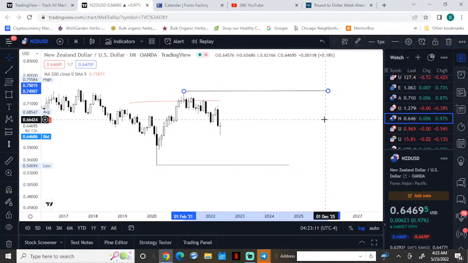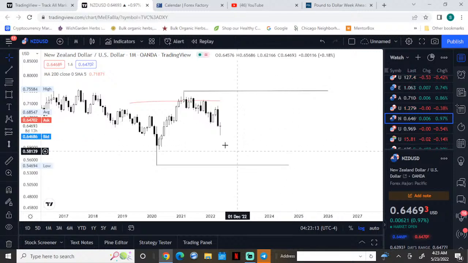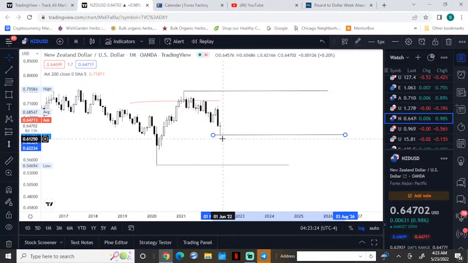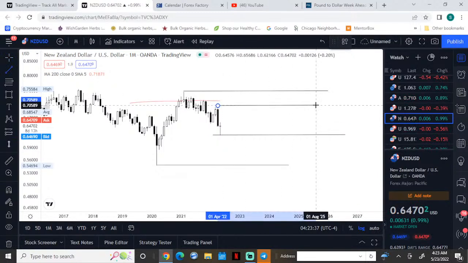I'm anal about straight lines. And then I'm gonna mark May low, just because, look at this candle. It's almost the end of the month, and it really pulled back. And then I'm gonna mark April's high. That's my monthly range right there.